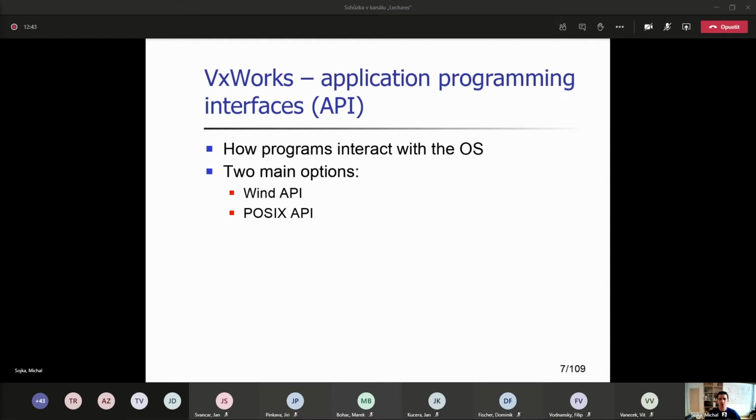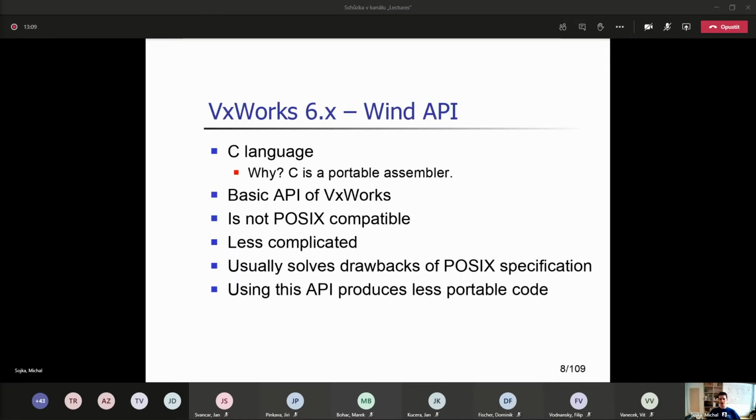And here there are two main things supported by VxWorks, two APIs. One is the well-known POSIX API. If you program for Linux or maybe another Unix-based operating system, you know POSIX APIs. So this is supported by VxWorks. But Wind River, for VxWorks, offers their own API, which is called Wind API, and this is the native VxWorks API.